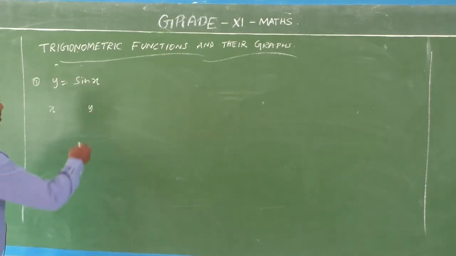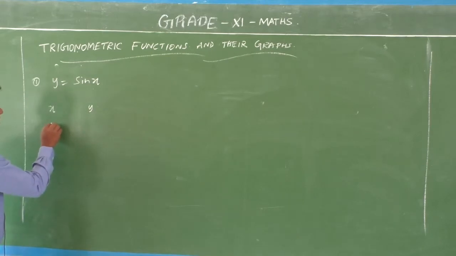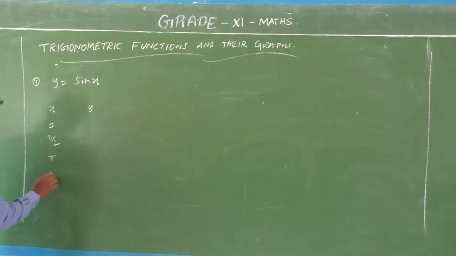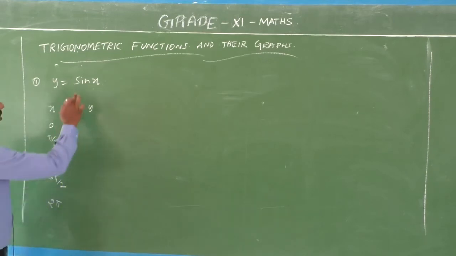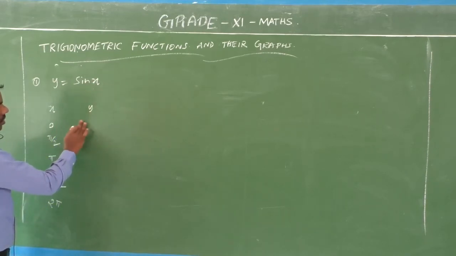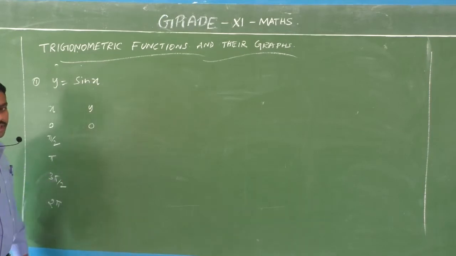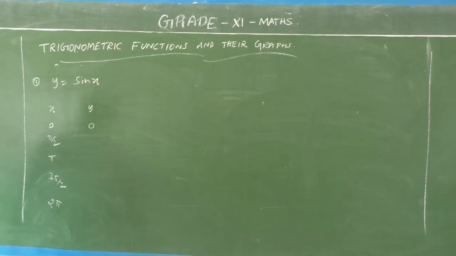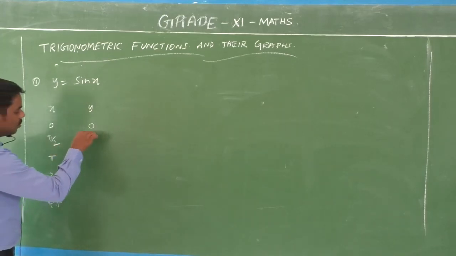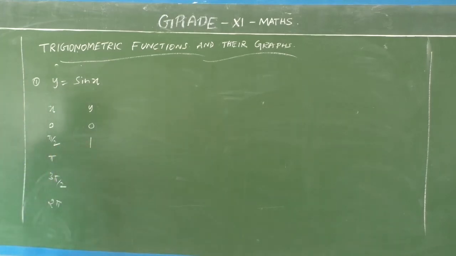Right. Let us take x equal to 0, pi by 2, pi, 3 pi by 2 and 2 pi. Taking x equal to 0, then y equal to sin 0. Sin 0 is 0. And sin pi by 2 is equal to 1.